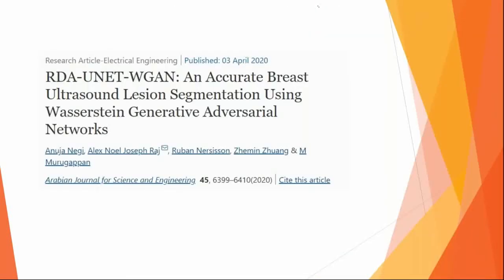Yeah. So I have the next one, which is called the RadioNet WGAN. This is the RadioNet we developed, and we also went into adversarial learning, which is the GAN network. This is a new loss function which is being used. I think it's already available. We tried to use it in our network and segment in a better way.